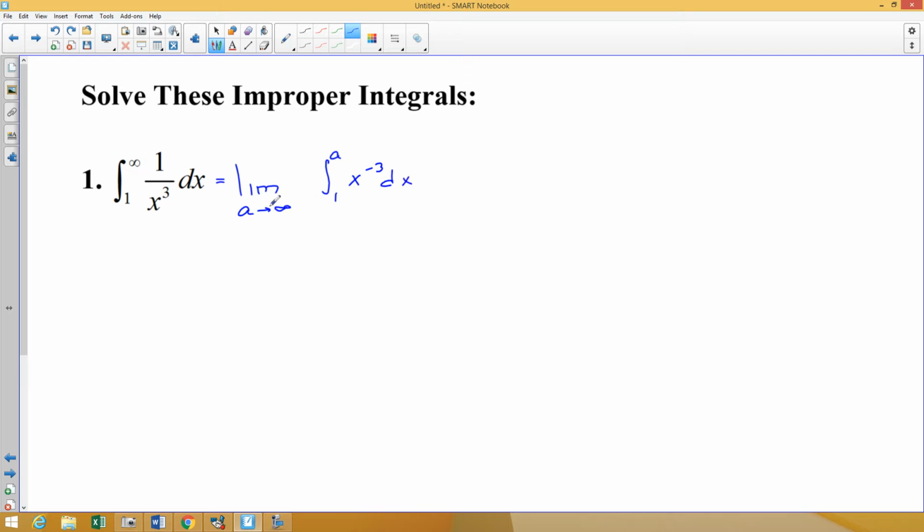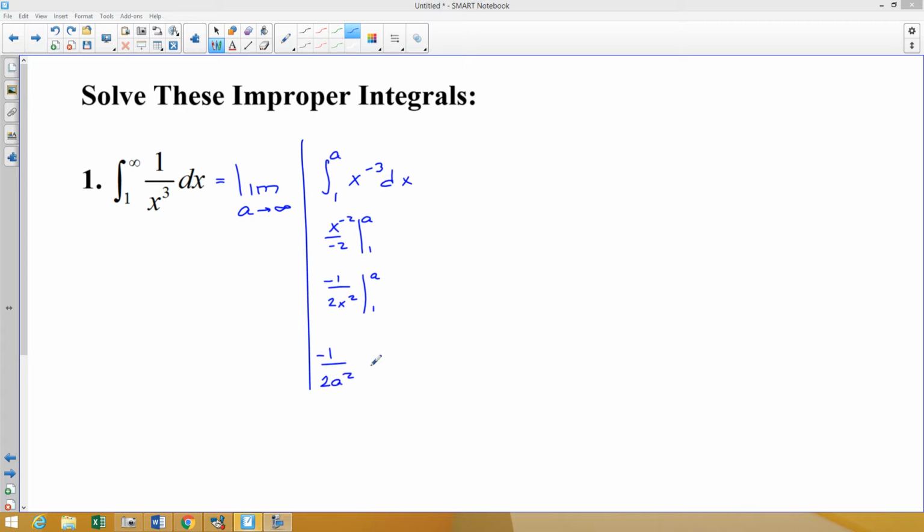Then once you convert the integral to a limit, you then solve the antiderivative like you would if there were real numbers for limits of integration. So to save a little bit of time, I did that real quick while the recording was paused. So once I do that, I now need to plug in my limits of integration. So that's going to be negative 1 over 2a squared minus negative 1 over 2 times 1 squared, which is 2. So minus negative is plus.